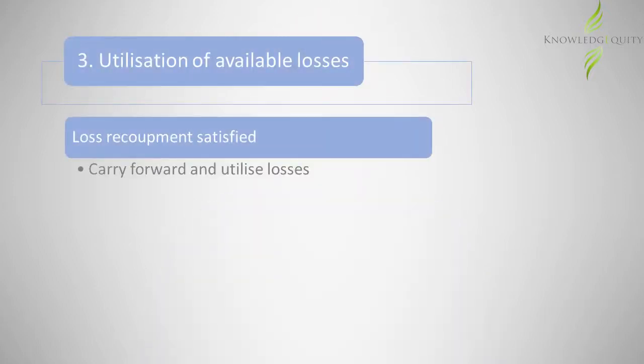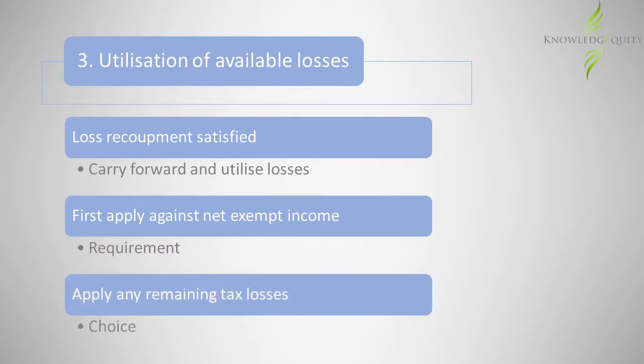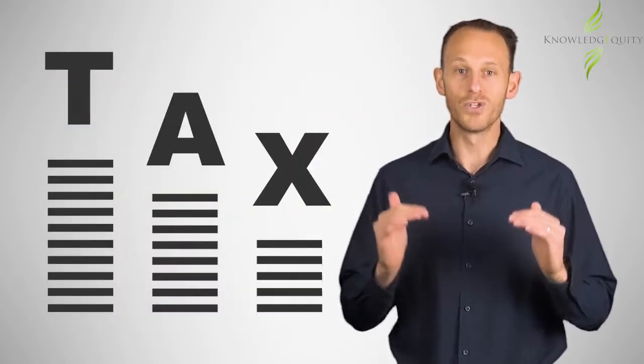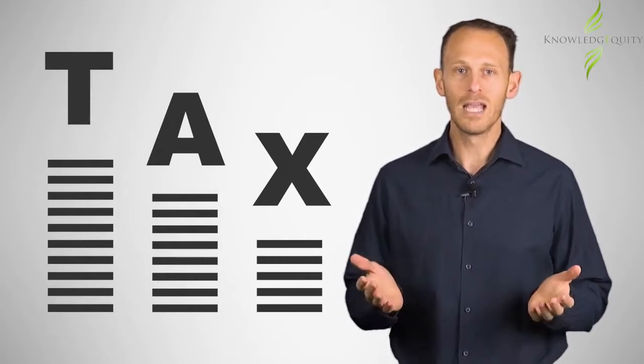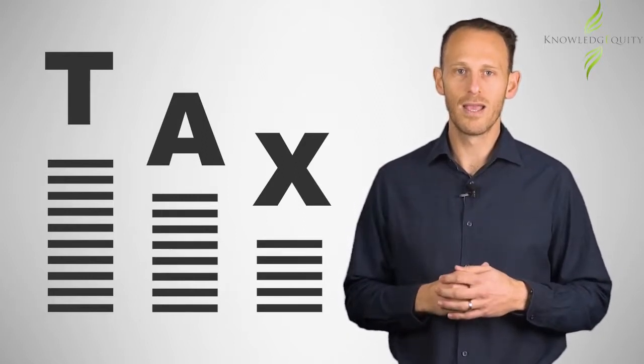Once the relevant loss recoupment tests have been satisfied, the company is able to apply carry-forward losses against taxable income. Tax losses first need to be applied against any net exempt income in the future tax year. The company then has a choice as to whether to apply the remaining tax losses. Companies will normally want to reduce taxable income and reduce tax payable, and will therefore apply tax losses immediately. However, if the company needs to pay additional income tax to make frank distributions to shareholders, they may elect to delay the utilisation of tax losses until a future tax year.